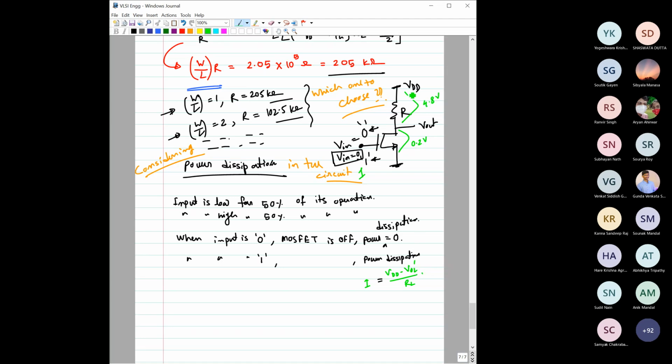So you can say the supply voltage is VDD, and this much current is flowing through this. So what will be the power dissipation? The power dissipation is VDD into (VDD minus VOL dash) by RL. Is this correct?